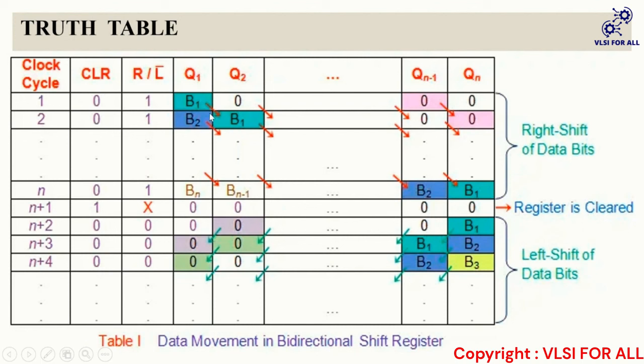So here we clearly see that whenever this pin is high, for one clock cycle, it shifts the data by 1. In the second clock cycle, it shifts the data another time. So on the operation goes.